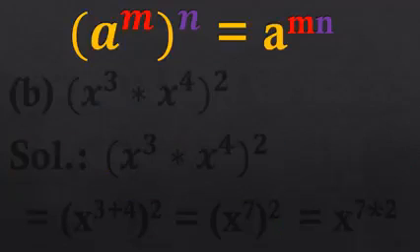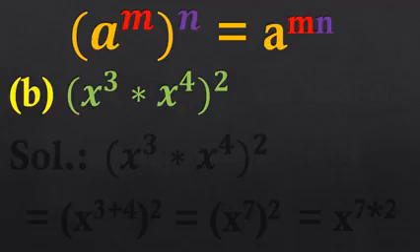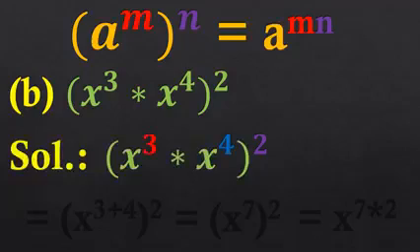Last example for the second law. How about the square of x cubed times x fourth? So here, this is an application of the first law and the second law of exponent. So recall that in the first law of exponent, when multiplying exponential terms, what we will do here is copy the common base and add the exponents.